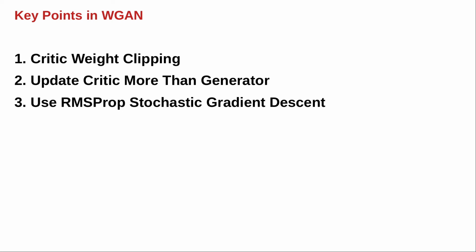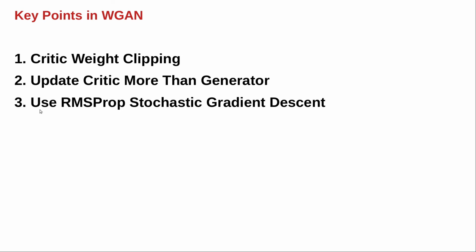But in WGAN here, the critic model must be updated more than the generator model. Specifically, a new hyperparameter is defined to control the number of times that the critic is updated for each update to the generator model, and that hyperparameter normally is named n_critic. We will see that when we implement it from scratch.